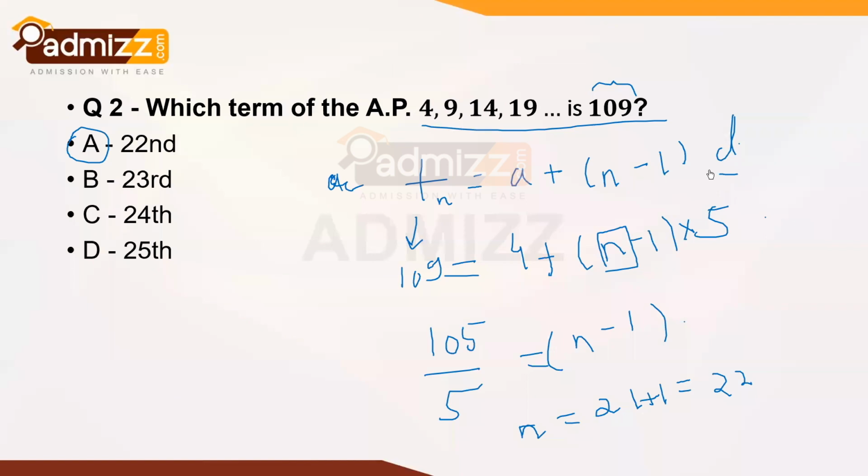All right, so someone's asking, how did 105 come about? 109 minus 4 is 105. 105 came from bringing this 4 over to the left-hand side and then subtracting. So 109 minus 4 equals 105.